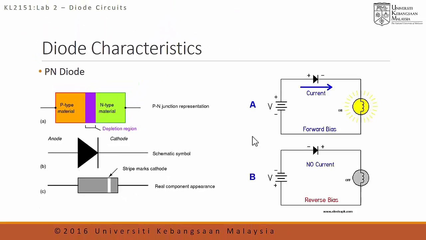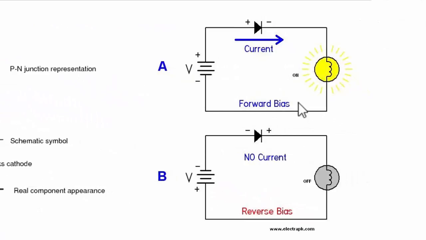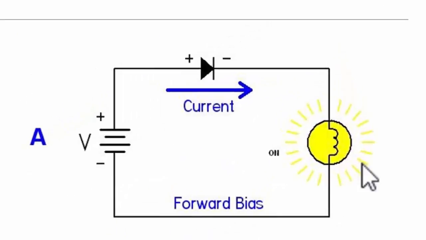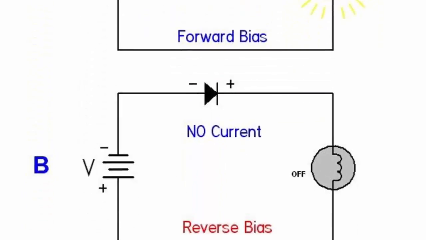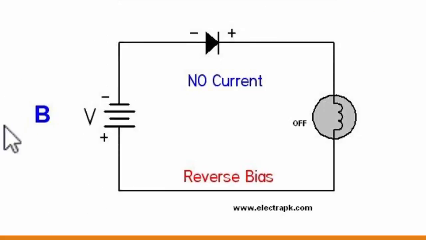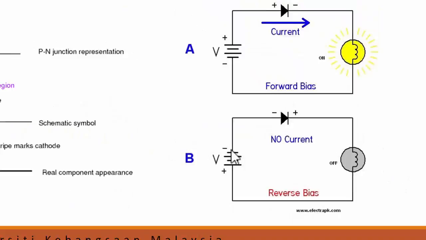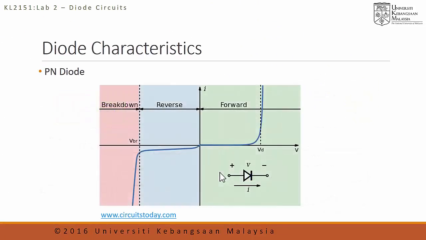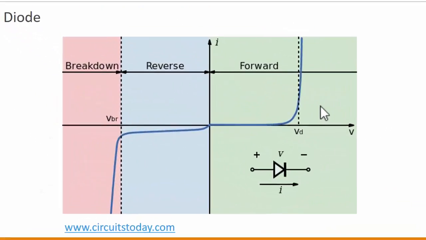A diode can be connected in two ways. One is in forward bias and secondly in reverse bias. In forward bias configuration, the anode of the PN diode is connected to the positive side of the battery or your power supply. In a reverse bias configuration, the anode of your diode is connected to the negative of your supply.